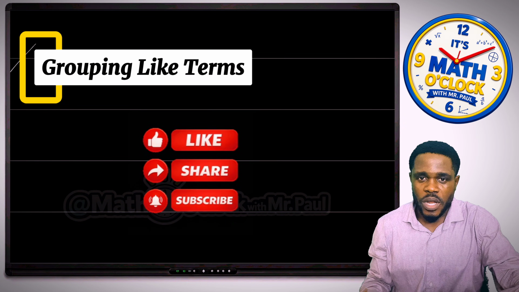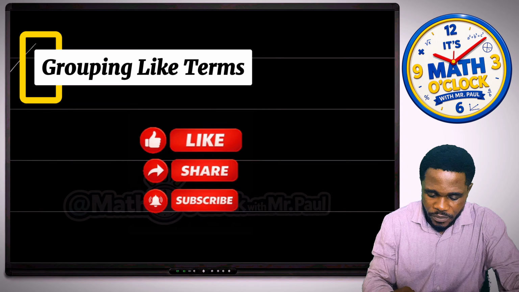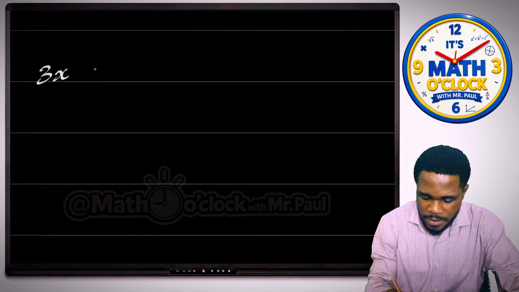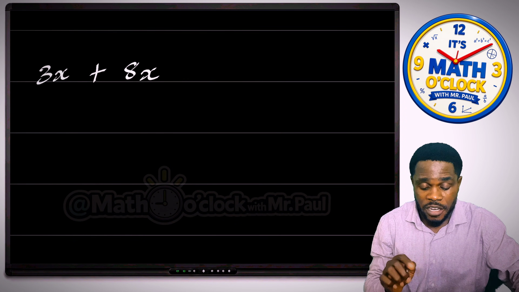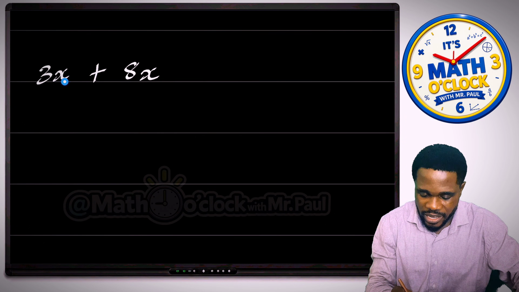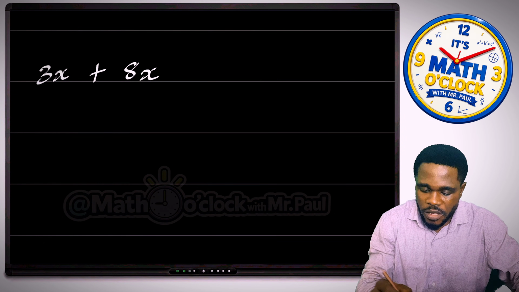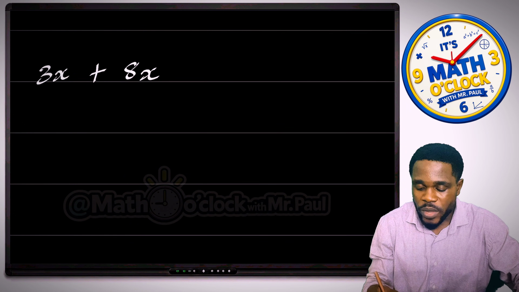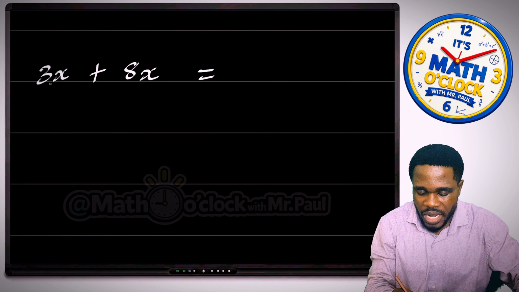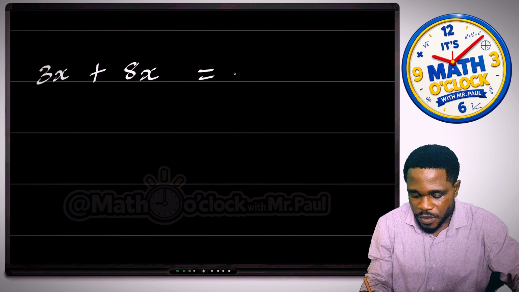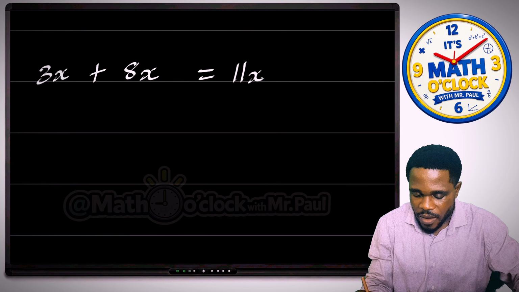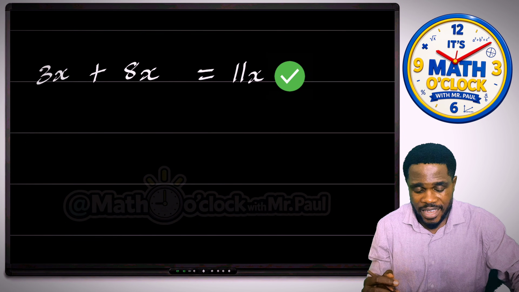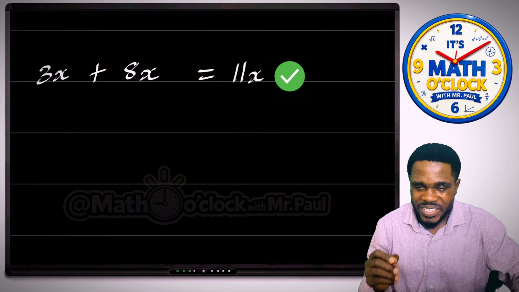For example, the first one we'll be looking at is 3x plus 8x. Now you can clearly see, because they are like terms, we have the variable x here and another variable x here. So because both variables are like terms, we can just go ahead and say 3 plus 8, that would give us 11. And since they are like terms, x and x, we just go ahead and add our x. Therefore, 3x plus 8x is going to give us 11x.